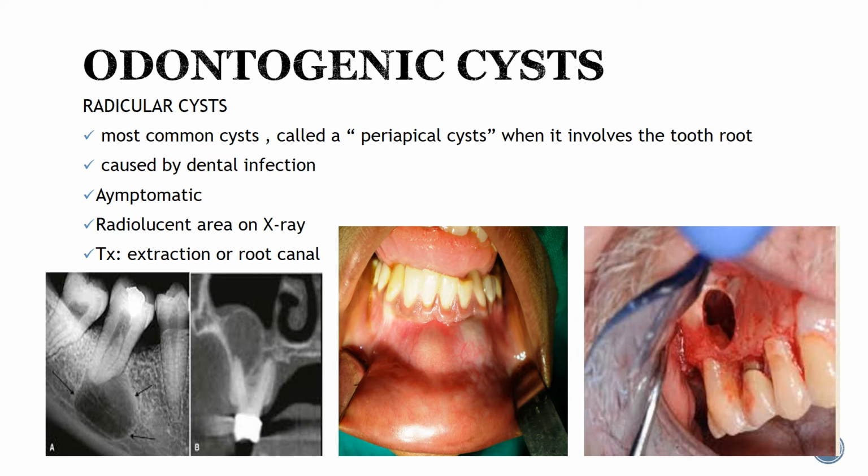So radicular cysts, or periapical cysts, are caused by dental infection. These are asymptomatic. Treatment is what I've mentioned: enucleation, extraction, or a root canal.